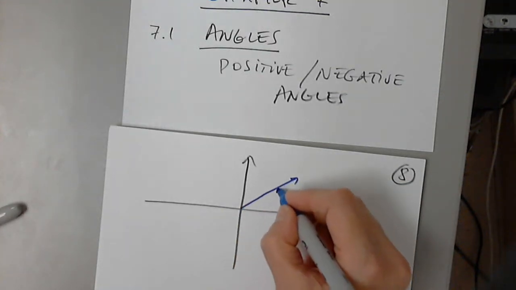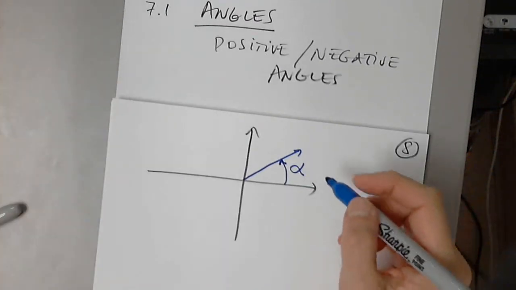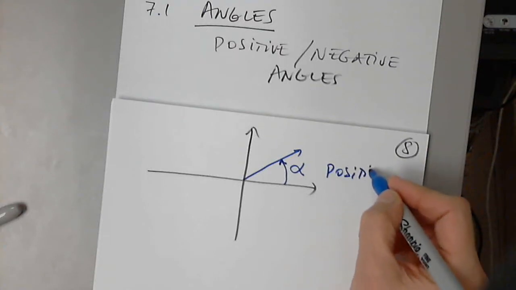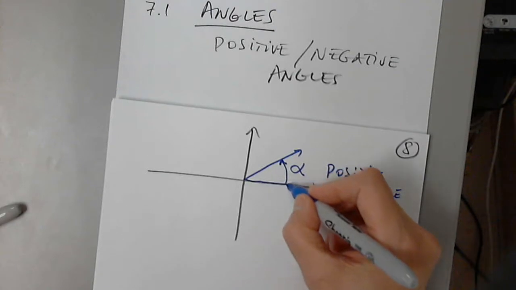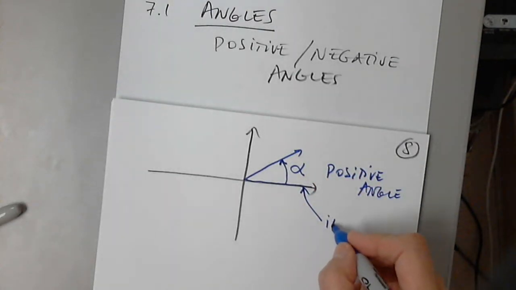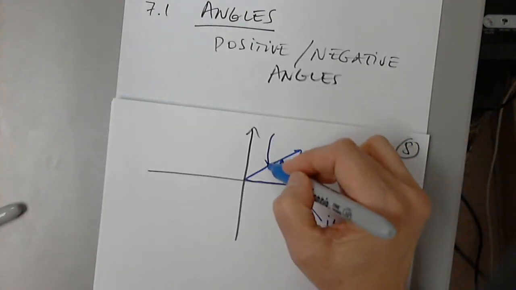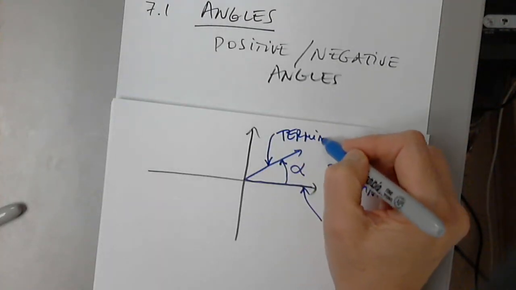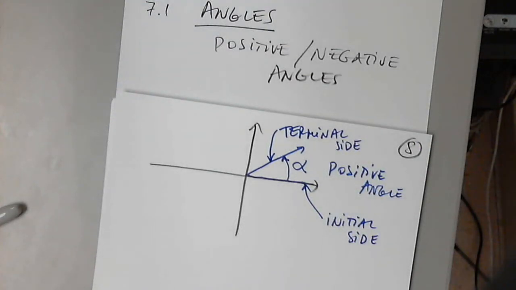This angle, let's call it alpha. We're going to use a lot of Greek letters here, in geometry and trig. Alpha is a positive angle. This is its initial side. This is called the terminal side. Counterclockwise angles are considered positive.